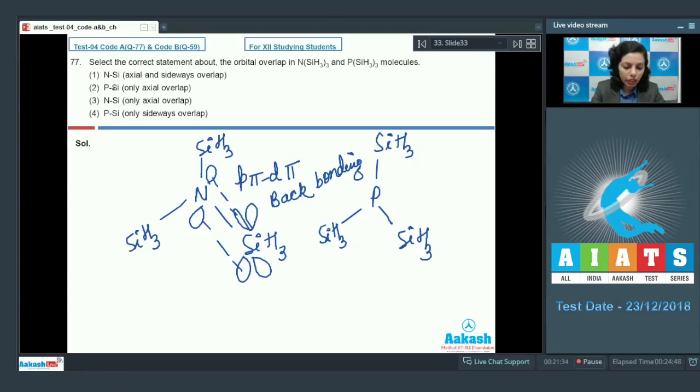Let's check the options given here. This NSi, axial and sideways overlap, this is true. If we talk about PSi, only axial overlap, no, there would be both axial and sideways overlap. In case of NSi, only axial overlap, that is also wrong. And PSi, only sideways overlap, this is also wrong. So these three statements are wrong, while this first statement is the correct one. That's why I'll choose it as the correct option. After this, it's a turn for the next question.